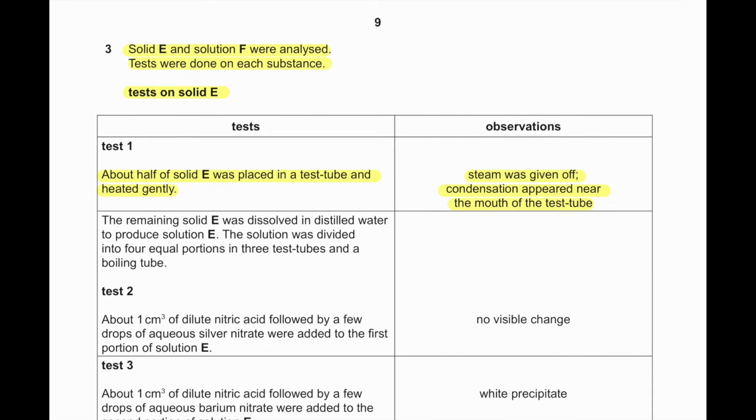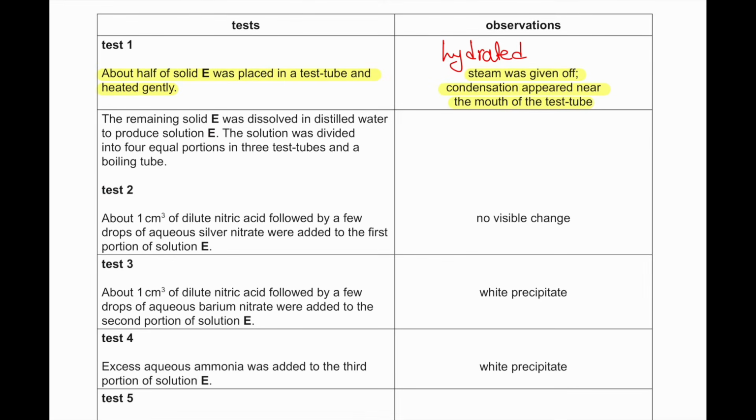So whenever a particular solid is heated and that produces steam, and that steam condenses back again, and we can understand that that is water, then basically we understand that the particular solid is hydrated. It indicates hydrated salt. The remaining solid E was dissolved in distilled water to produce a solution E.